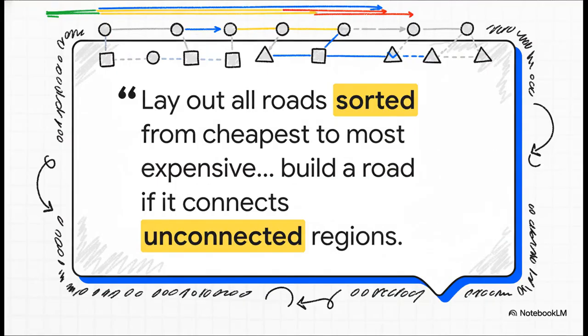So here's Kruskal's game plan. It starts by taking every single potential connection and sorting them all in a big list, from the cheapest to the most expensive. Then it just starts going down that list, one by one. It looks at the next cheapest connection and asks a simple question. Does this link up two parts of my network that weren't connected before? If yes, great, we build it. If adding it would create a loop, nope, we just skip it and move on. It's really as simple as that.